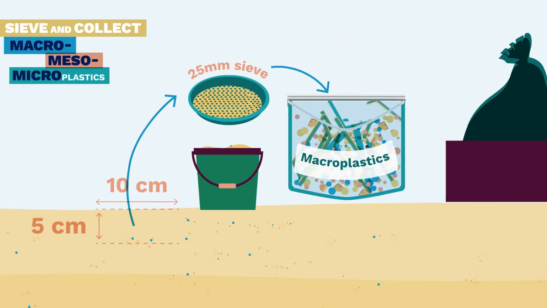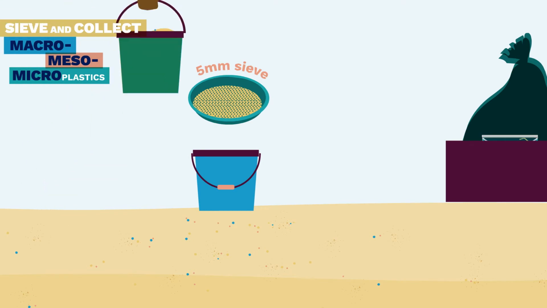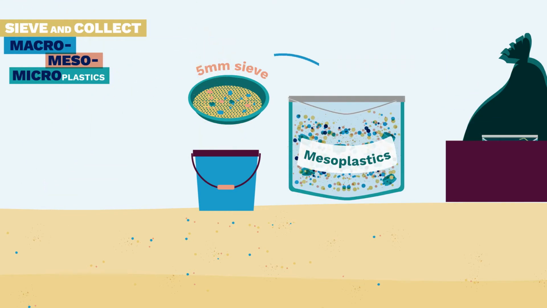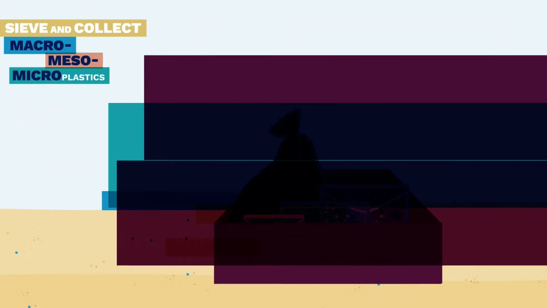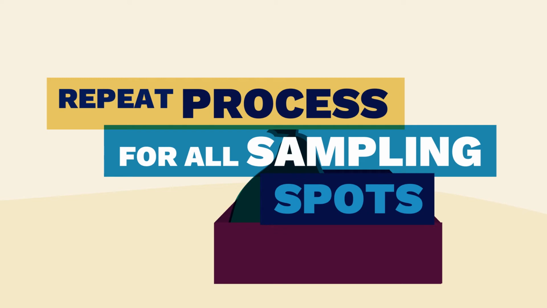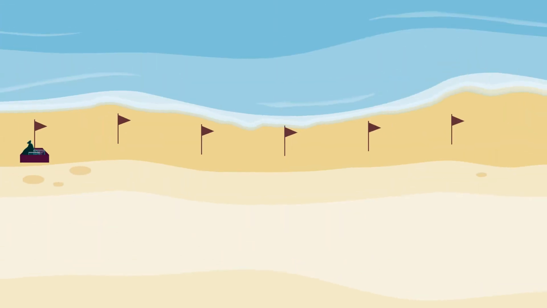Collect the larger particles in a bag and sieve the sand through a smaller sieve. Collect all these particles in a bag and the sieved sand in another. Repeat the same process at each of the sampling points.